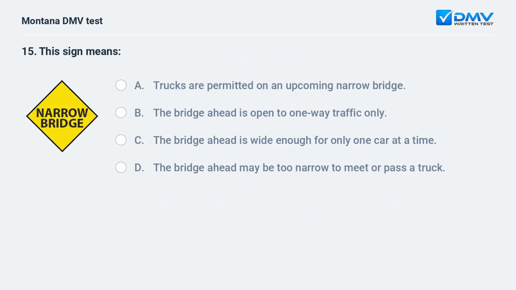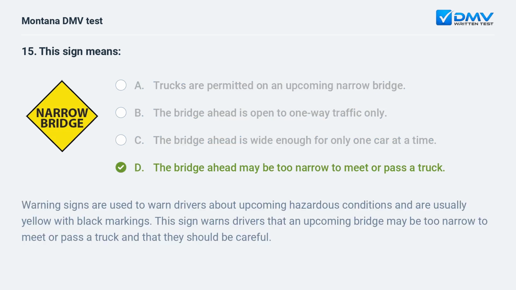This sign means: A. Trucks are permitted on an upcoming narrow bridge. B. The bridge ahead is open to one-way traffic only. C. The bridge ahead is wide enough for only one car at a time. D. The bridge ahead may be too narrow to meet or pass a truck.